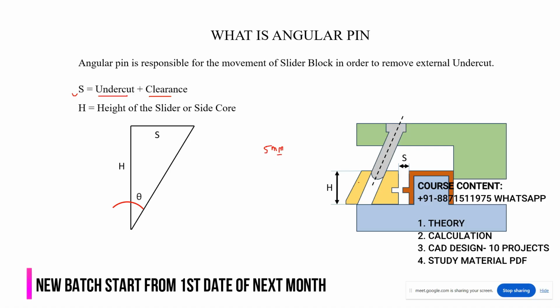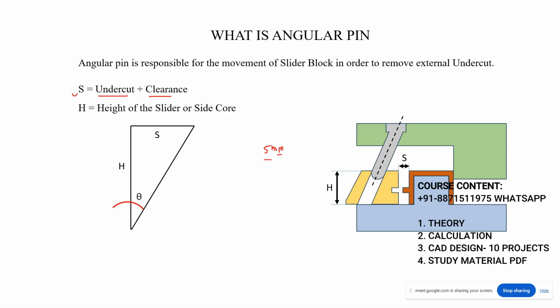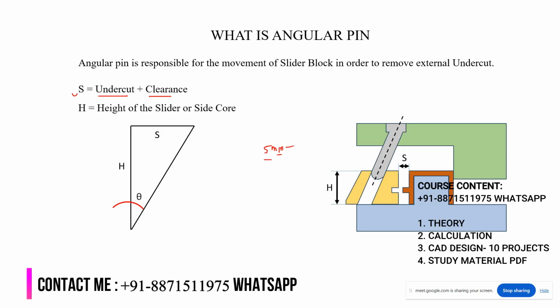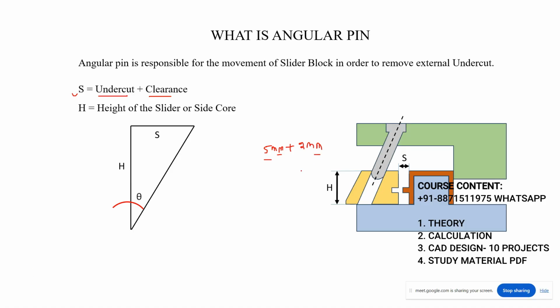So you will slide the slider only 5 mm or more than this 5 mm, right or wrong? You have to take some clearance also, like 2 mm or 3 mm, right or wrong? For safety purposes, you have to slide more. So that's why with the undercut, we have to add the clearance also. So that's why it will become the stroke.